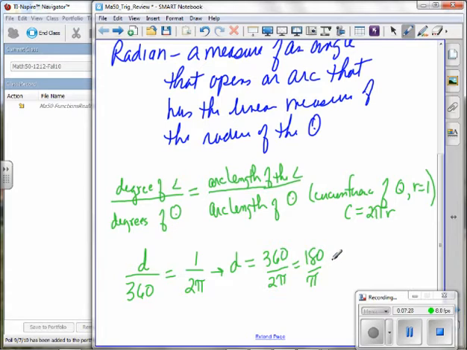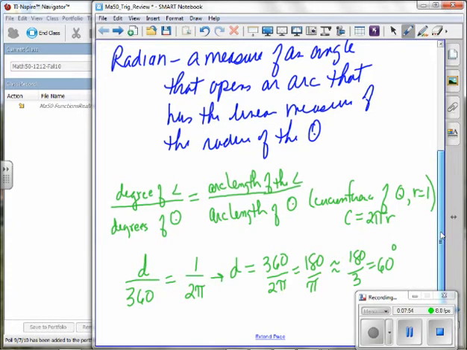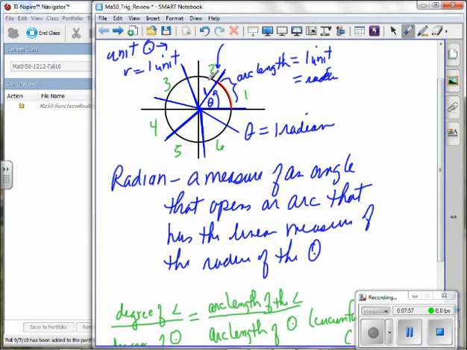And when I said, what is the approximate value of that, you said approximately 60, because pi is 3.14159, whatever. So it's approximately 180 divided by 3, which would be 60 what? Degrees.